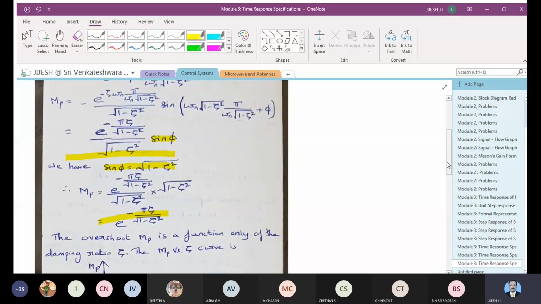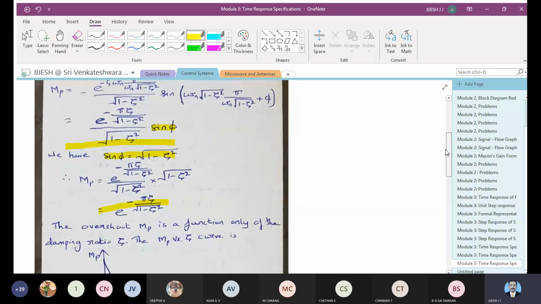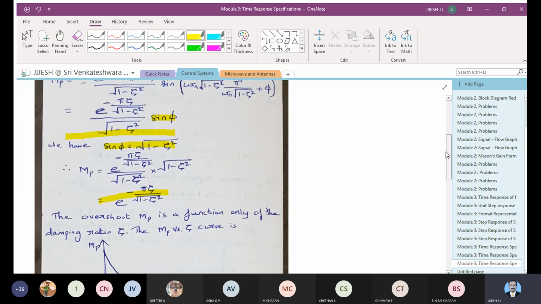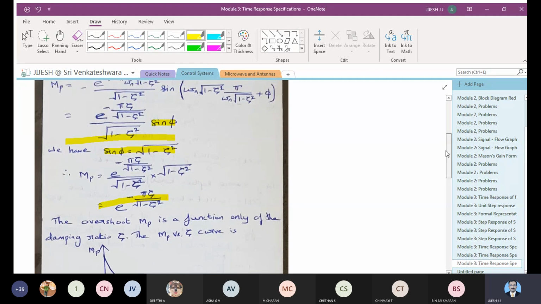So the overshoot Mp is a function of only zeta, that is called the damping ratio, and the Mp versus zeta curve is what you can see. That curve will look like this. So first you complete this equation, then I will discuss that curve. This equation, you should put it in square brackets for Mp. This is very important for problems as well. So this is what you're going to get. Mp is equal to e to the power of minus pi zeta divided by root of 1 minus zeta square. And you know that it is only depending on the value of zeta.